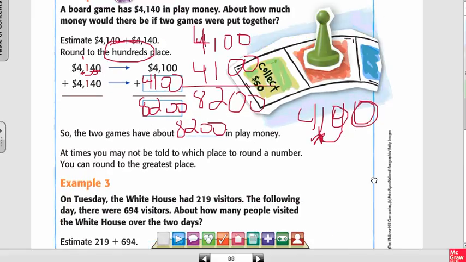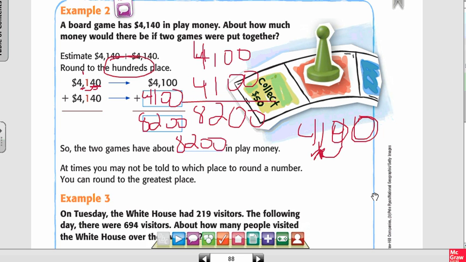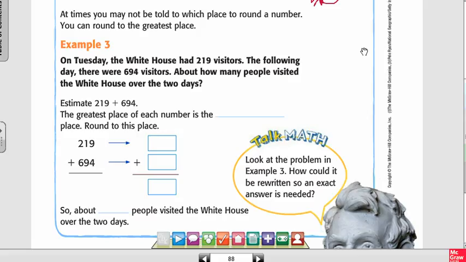So basically, I'm rounding first to whatever place value they tell me, and then I'm adding. Look at example number 3. On Tuesday, the White House had 219 visitors. The following day, there were 694 visitors. It says about how many people visited the White House over the 2 days. So I have to round to the greatest place value. I have 3 digits. What would be the greatest place value? Ones, tens, or hundreds? Hundreds.